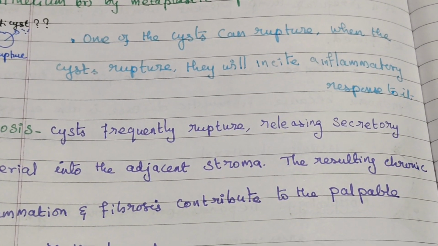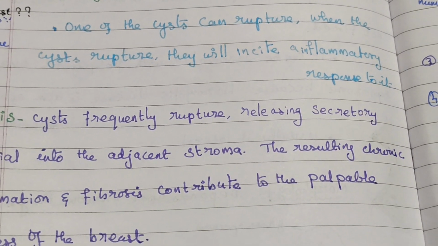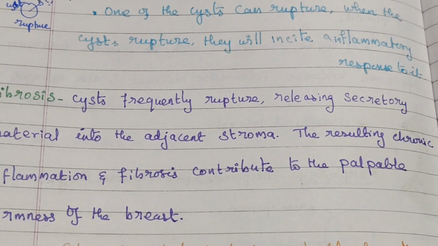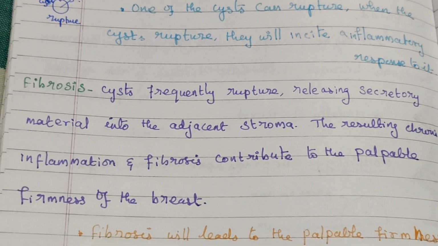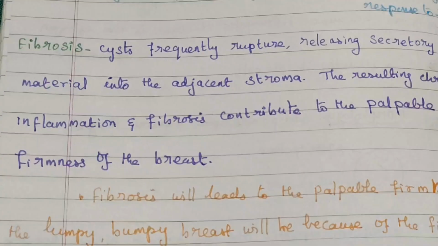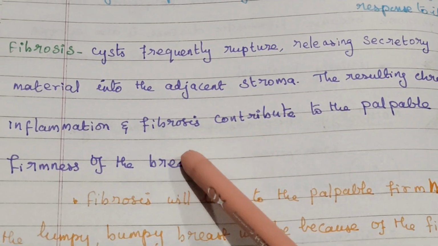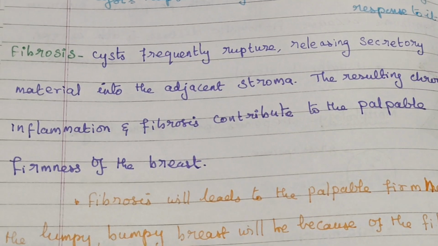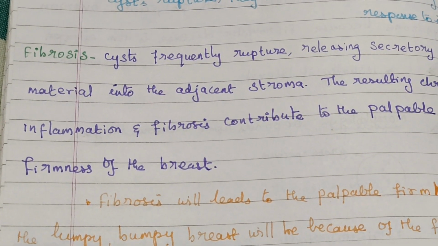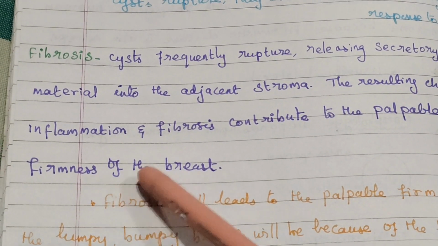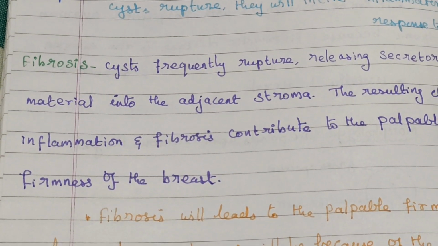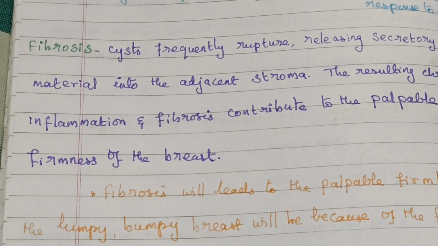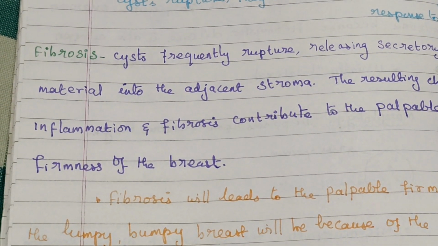The secretory material is released into the stroma. This leads to chronic inflammation and fibrosis, and this fibrosis leads to palpable firmness of the breast. The lumpy bumpy breast is because of this fibrosis. Because of that fibrosis only, the lumpy bumpy breast forms.